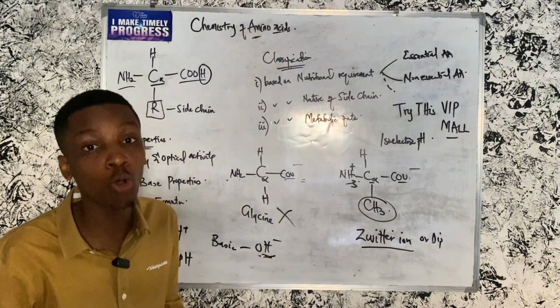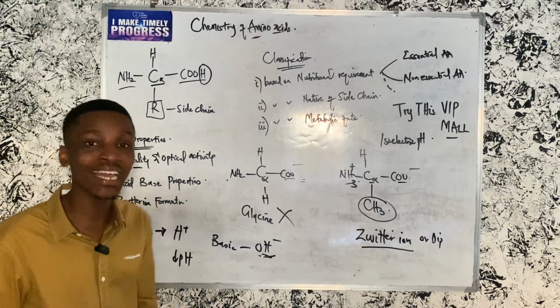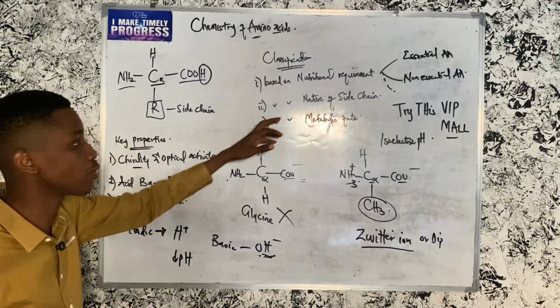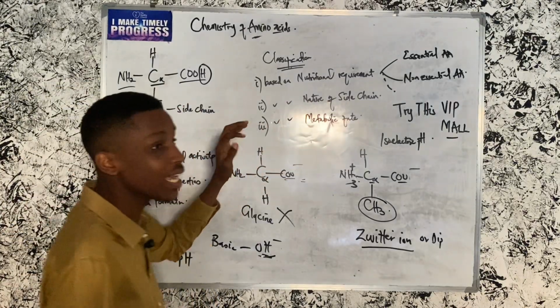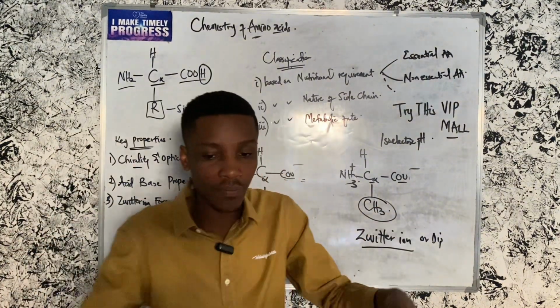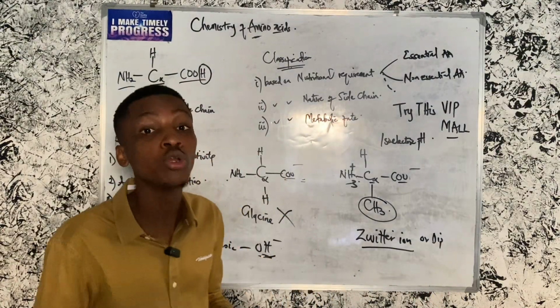We have three examples: H, histidine, A, arginine, and L, lysine. All three are basic amino acids. So that's based on the nature. Lastly, there are those that are neutral. They are neither acidic nor basic. In their side chain, you don't see those carboxylic or amino groups. Those are called neutral.